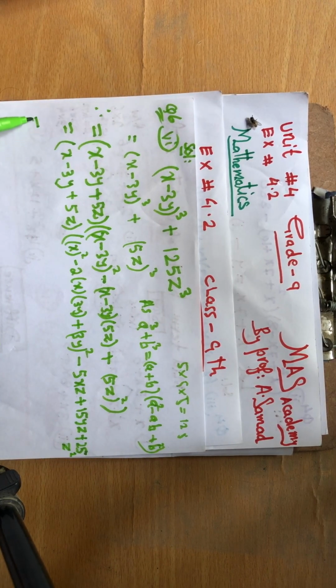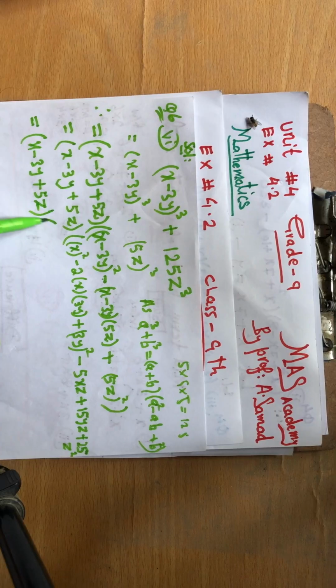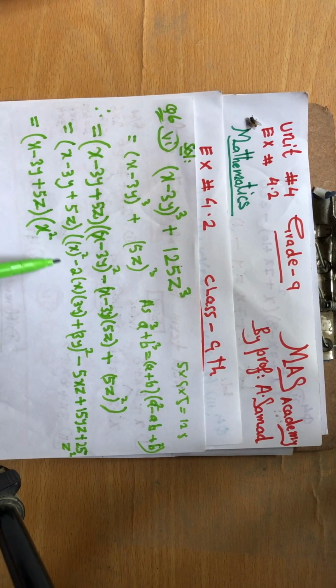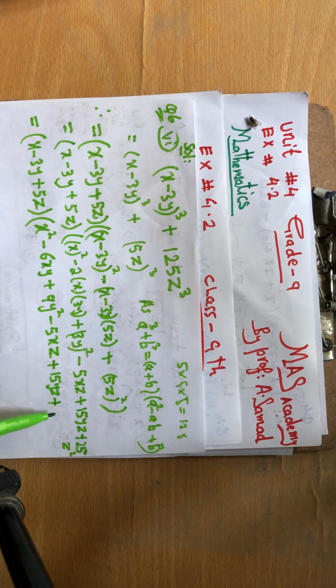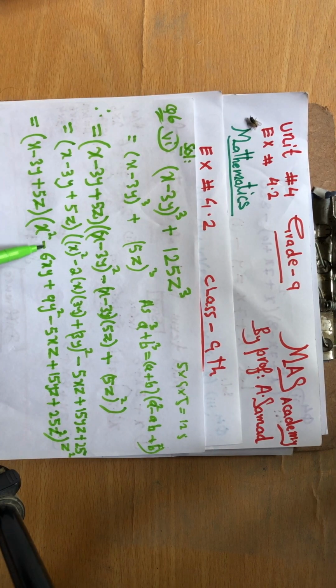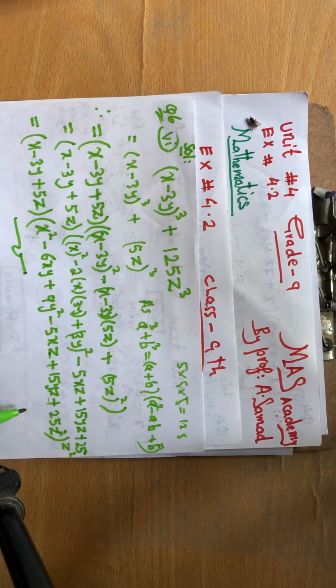Up to here the question is solved. After this step we write the same x minus 3y plus 5z, and open the second factor: x square, then 2 and 3 multiply, make 6, minus 6xy, and 3y square makes 9y square, and after that we already have minus 5xz and plus 15yz, and lastly the term 25z square. Now we check for like terms, but there is no like term to add to each other. So this is the final answer, and the question is over from here.